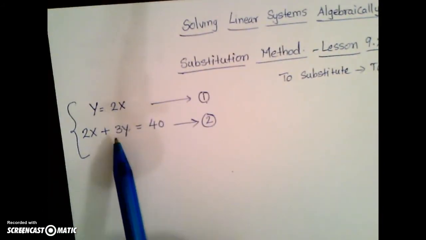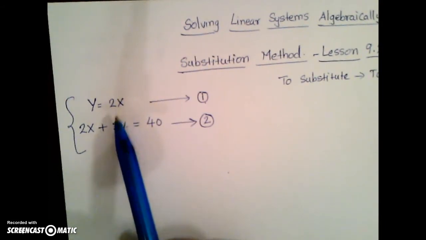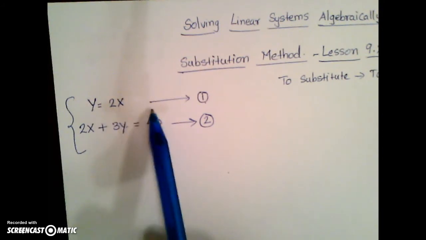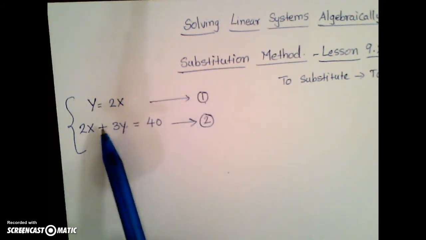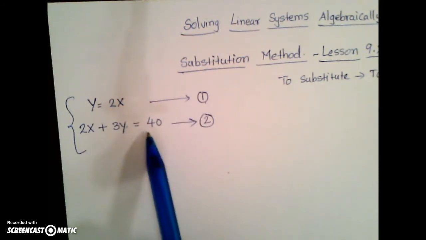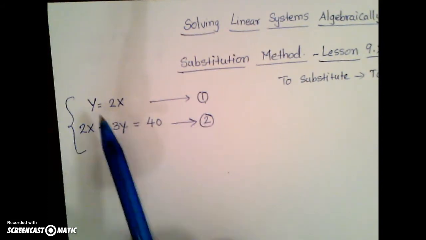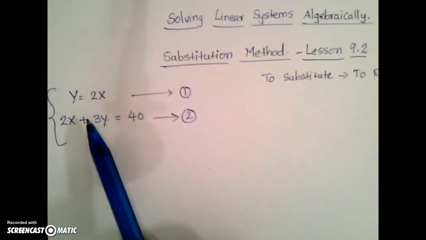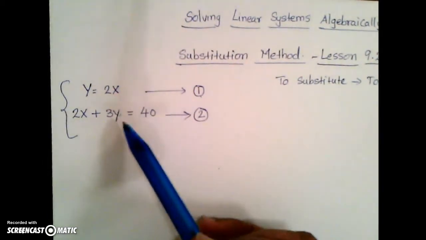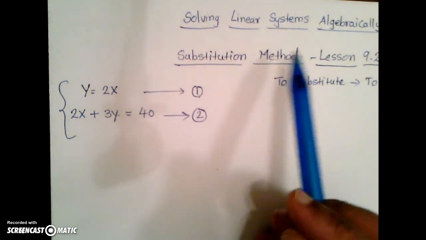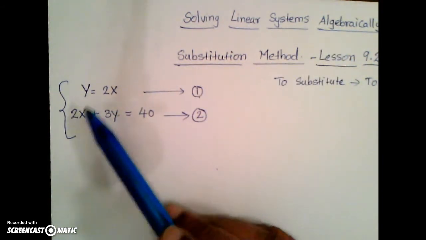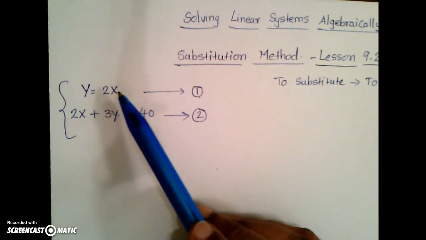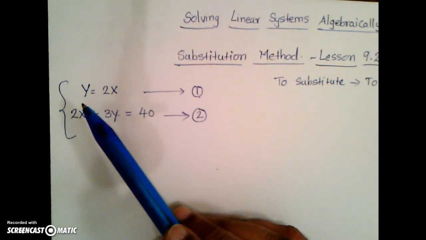Say I have these two equations. This is a linear equation, this is also a linear equation. So I have y equal to 2x. This is my first equation. 2x plus 3y equal to 40. This is my second equation. Together, they make a system of linear equations. So I want to solve this algebraically, meaning I want to manipulate these two equations mathematically and then figure out what is the value of x and what is the value of y.